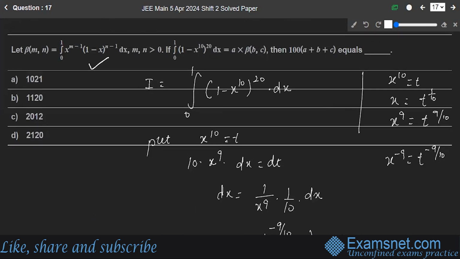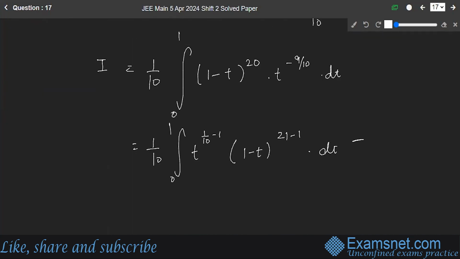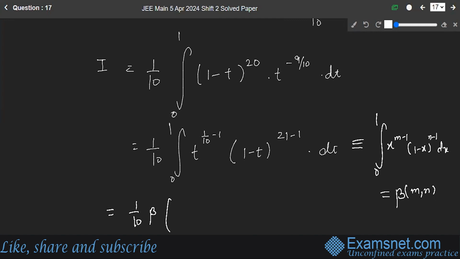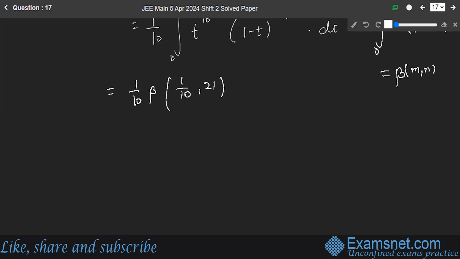So if you look at this, it resembles this equation: x raised to power m minus 1 into 1 minus x raised to power n minus 1. So this is equivalent to the integral from 0 to 1 of x raised to power m minus 1 into 1 minus x raised to power n minus 1 dx. So that was equal to beta m n. Comparing both of them, you get this is equivalent to 1 by 10 beta. So here m is equal to 1 by 10 and n is 21. I got the values for m and n.